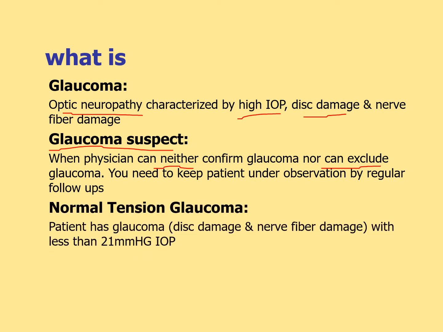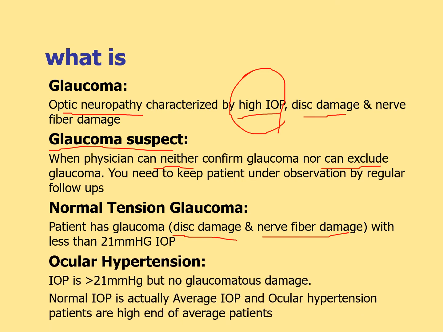What is normal tension glaucoma? Remember the definition? For the glaucoma, you need to have high intraocular pressure. But in some people, the intraocular pressure is normal or under 21, but the patient has got a disc damage and nerve fiber damage, and we label that patient as a normal tension glaucoma.